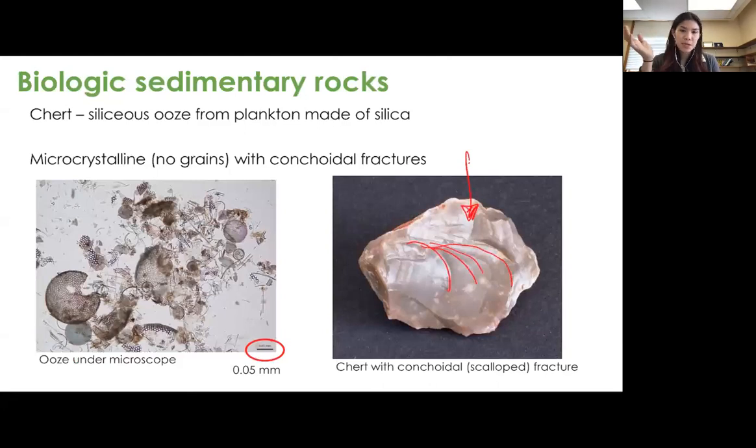But if you could zoom into this, and note here the scale bar is 0.05 millimeters, you would see these individual diatoms that make up the siliceous ooze. And so these are those bodies made of silica that accumulate on the ocean floor and form chert.